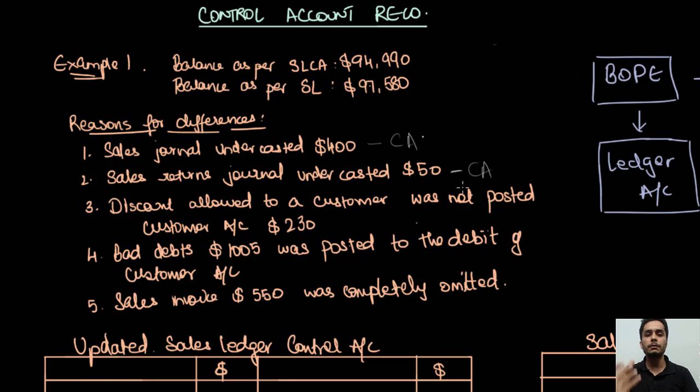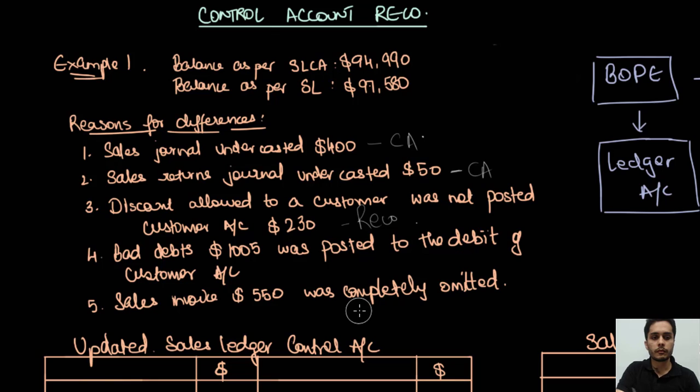But the customer's balance in the sales ledger will definitely be affected, and hence we need to record this error in the sales ledger reconciliation to correct the balance of the sales ledger. So I will write here reconciliation or reco to show that this will be later considered in the sales ledger reconciliation.